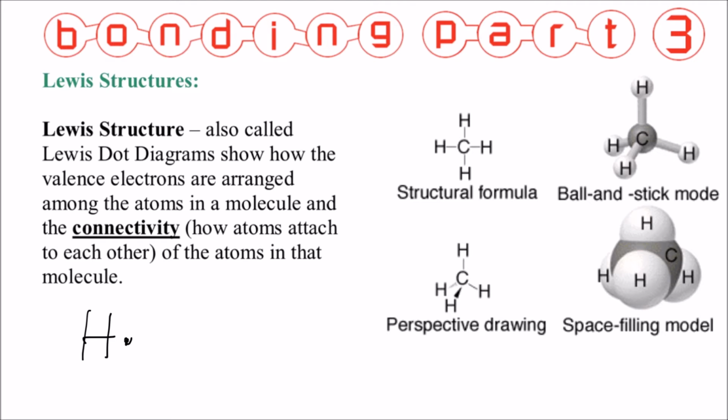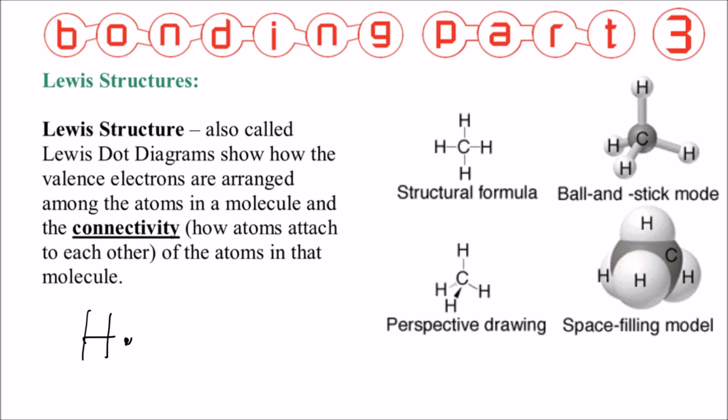It gives us an idea of the connectivity of a molecule, which is how those atoms are actually attached to each other. There are multiple different ways of representing this, as I've shown here, and each of them has their own name. So this is called a structural formula because it shows the actual structure of the molecule. In other words, how things are attached to each other. This is called the ball and stick method, and it gives us some idea of the 3D geometry of the molecule, how they sit in 3D space.